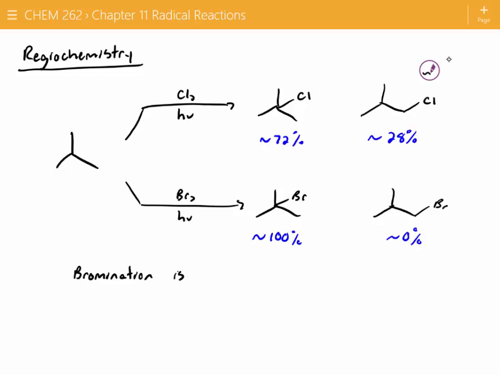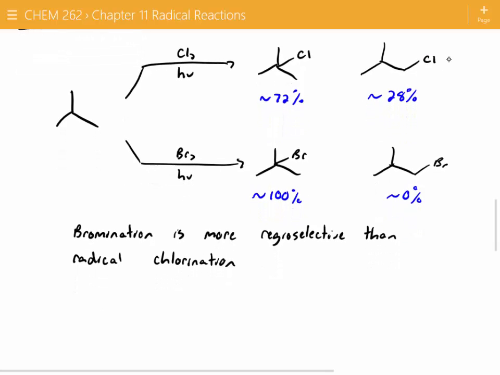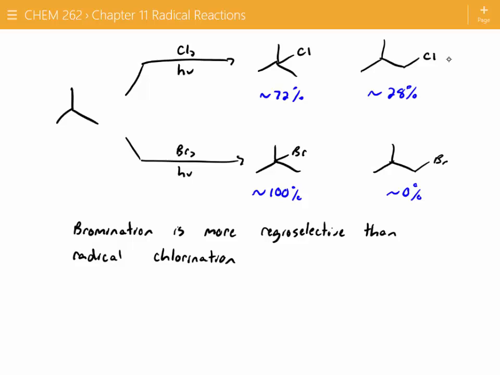Bromination is more regioselective than radical chlorination. So oftentimes people will choose the bromination route because it leads to a much cleaner reaction. You don't get a mixture of products.